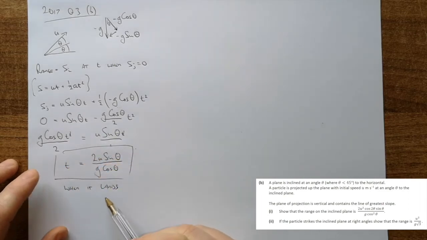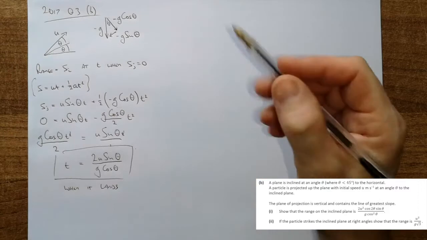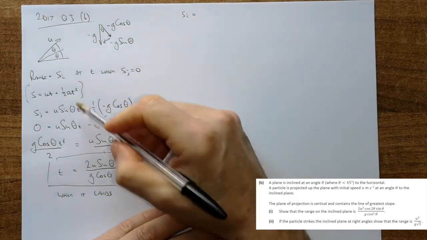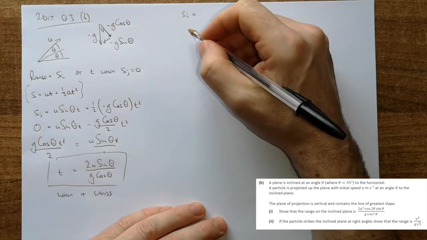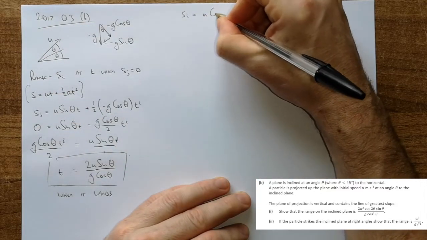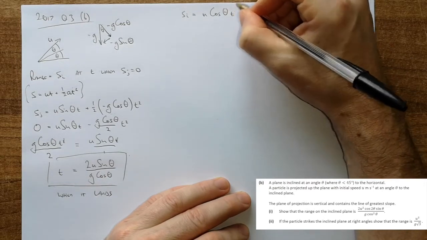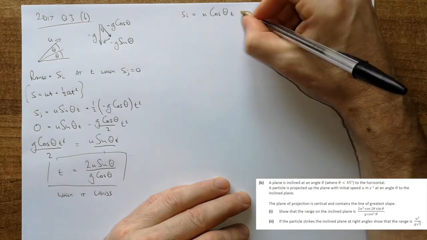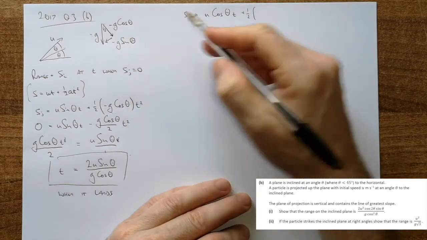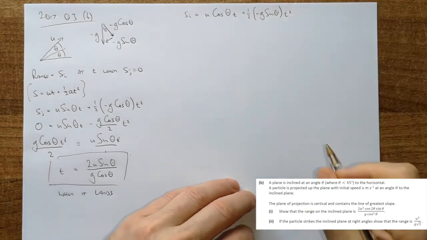Now that we have that, we need to figure out the range, SI. I'll start this one up here, for a nice fresh start. Again, we're just going to use ut plus half at squared. It works really well for these ones. So this one is going to be u cos theta by t, and I'm just going to write this out for the moment so we can see where it's going, and then we'll sub in the t. Plus a half, and acceleration in this direction is minus g sine theta, t squared.